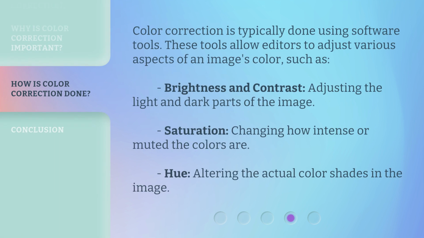Color correction is typically done using software tools. These tools allow editors to adjust various aspects of an image's color, such as brightness and contrast, adjusting the light and dark parts of the image, saturation, changing how intense or muted the colors are, hue, altering the actual color shades in the image.